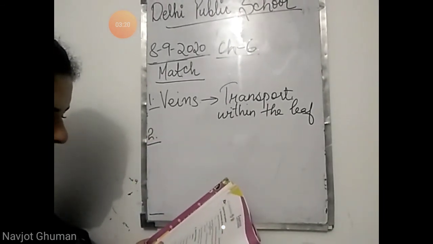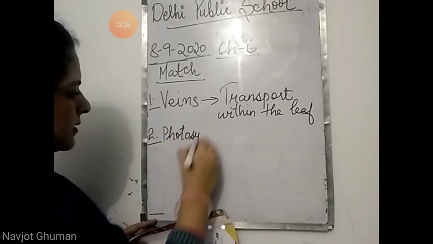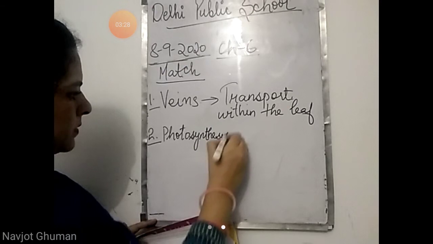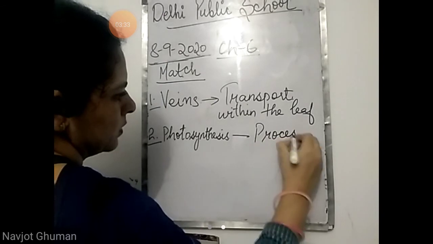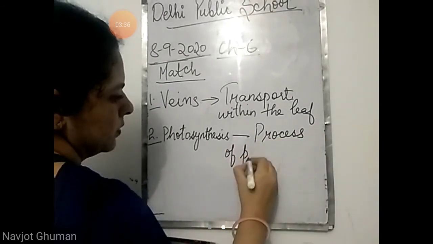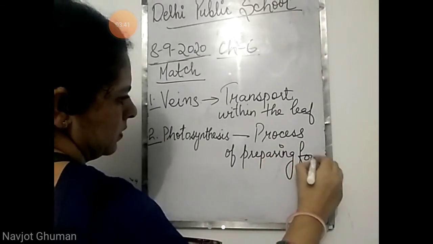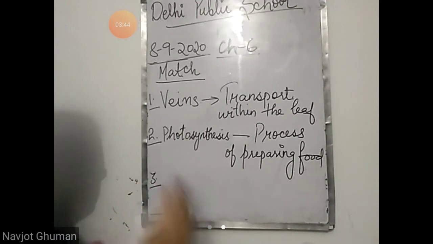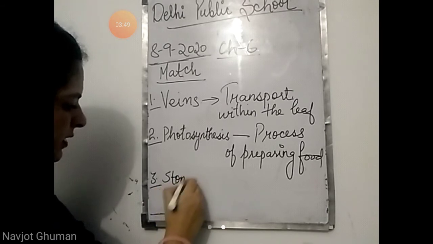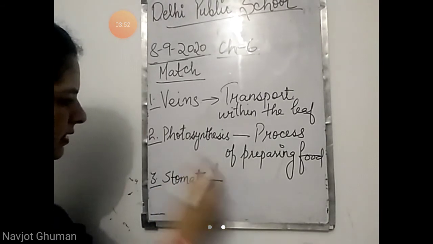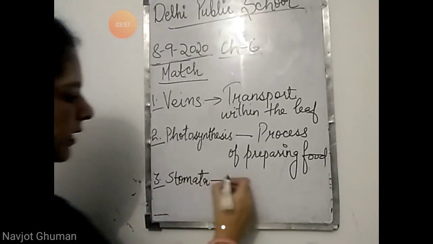Next is photosynthesis. This is the process to prepare food in plants. Process of preparing food. Next is stomata. These are the tiny openings present on the underside of the leaf, taking in and giving out air.